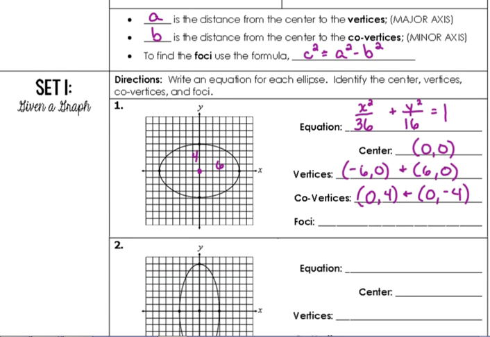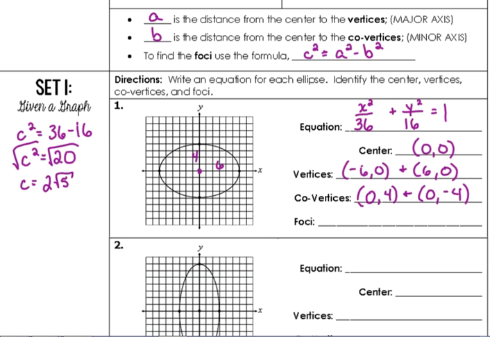To find the foci, we use the formula c squared is equal to a squared minus b squared. So c squared is equal to a squared was 36, b squared was 16. So c squared is equal to 20. Let's practice simplifying that. When we take the square root of 20, it simplifies to 2 square roots of 5.